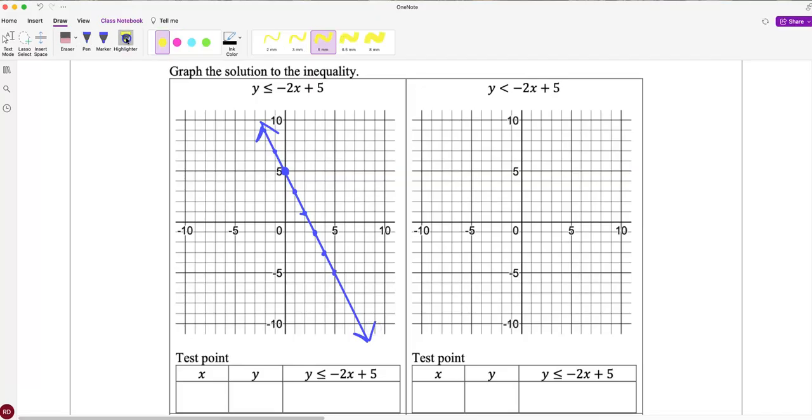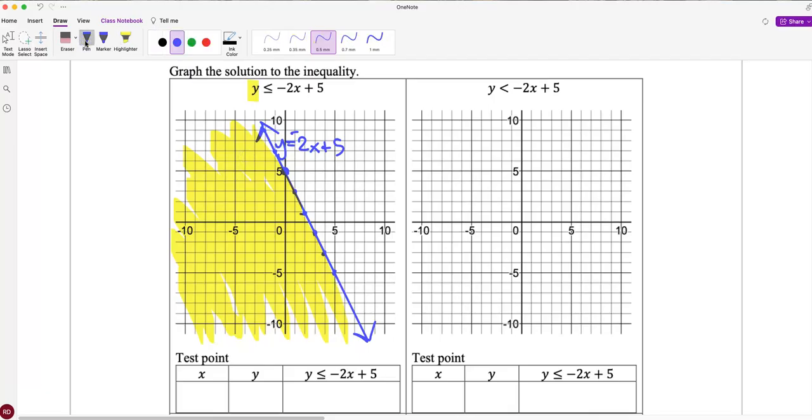As long as this has been solved for y, you can just read the inequality: y is less than or equal to negative 2x plus 5. Everything on the line is where y equals negative 2x plus 5. If I say y is less than, then I want to shade below this line. So this is my solution to this inequality.